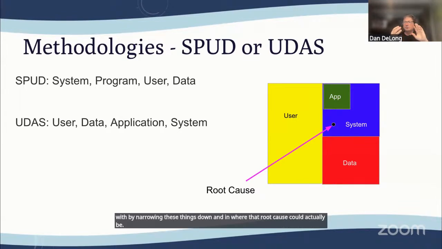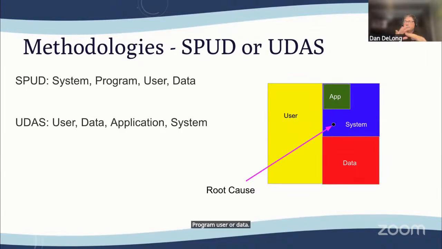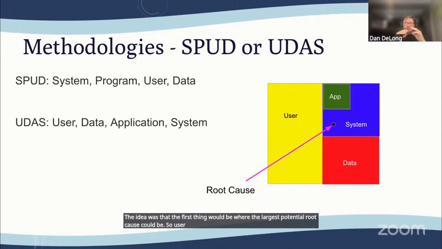And SPUD stood for system, program, user, or data. So those are potential places where the root cause could actually lie. And then UDOS was just the same thing, but in a different order. The idea was that the first thing would be where the largest potential root cause could be. So user, not blaming anything on the users, but maybe missing a step, or not understanding where to go to do all these things, and then data, application, and system.